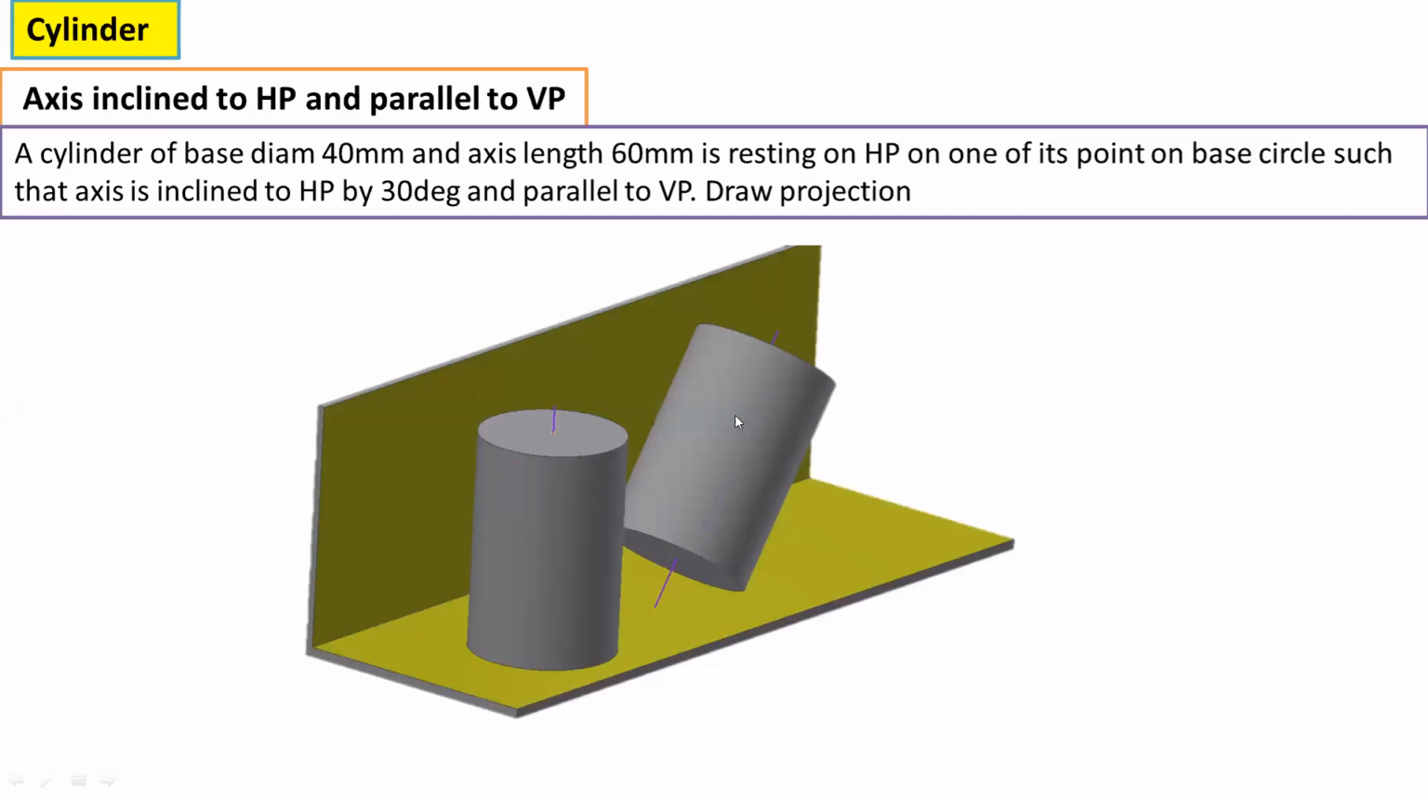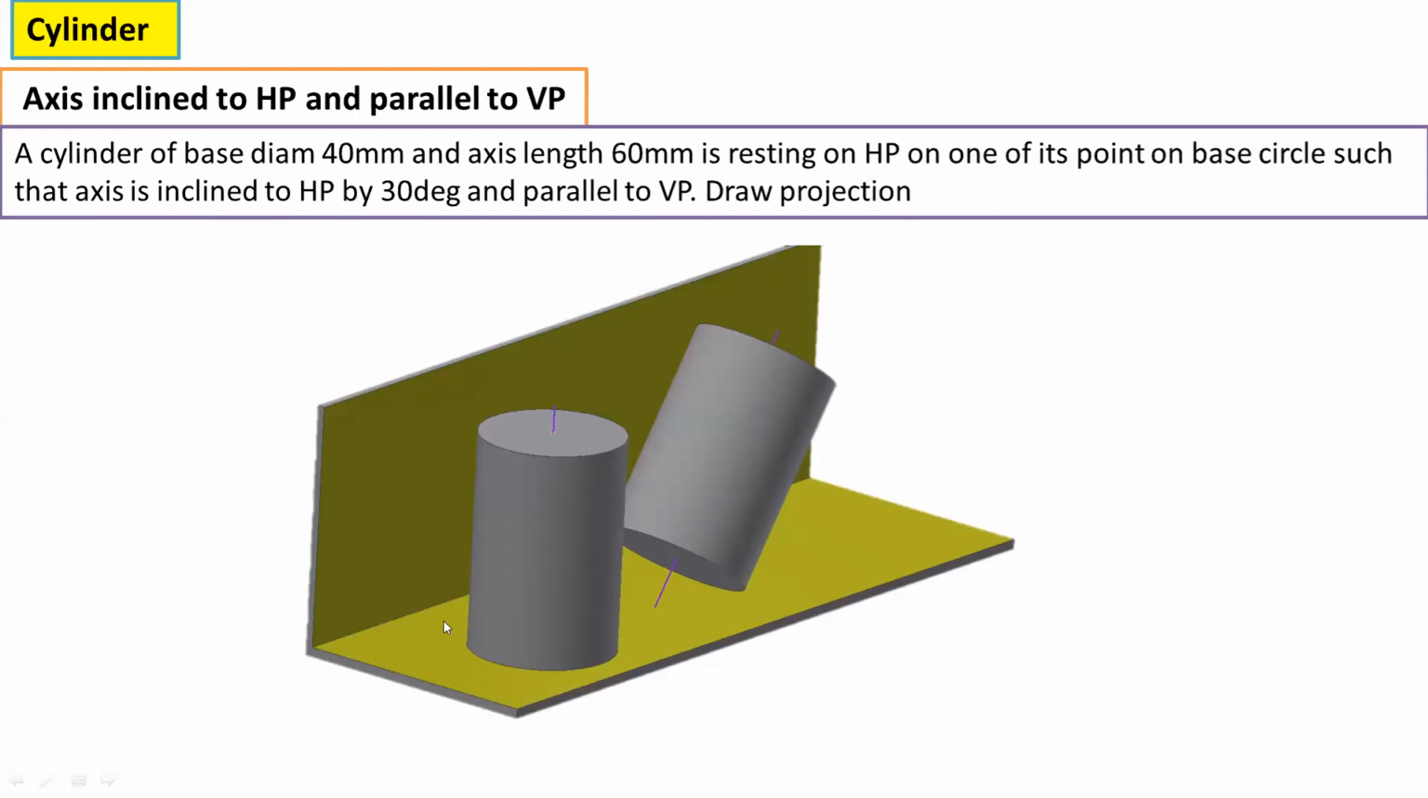So now we will see the projection of the cylinder. You can note down this problem. For the cylinder, the axis is inclined to the HP and parallel to the VP. The problem given is: a cylinder of base diameter 40 mm and axis length 60 mm is resting on the HP on one of its points on the base circle such that the axis is inclined to the HP by 30 degrees and parallel to the VP. Draw the projection.